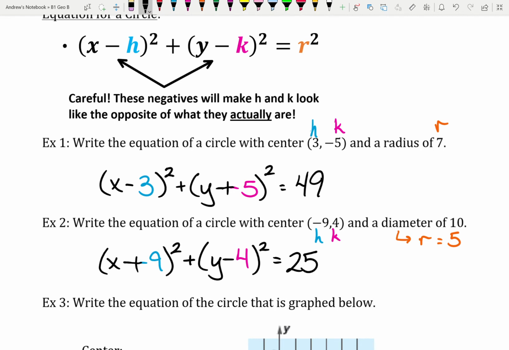You might notice what I was talking about a little bit up here with this note: the negatives make things look like the opposite of what they actually are. And that's going to get important when we're talking about graphs of these things. Whereas on this last problem we just did, my h was -9, it looks like +9. If I had typed it all out, it would just look like regular x plus 9 in parentheses squared. But in reality, the h is actually -9. Same thing for the k. It looks like -4 but it's supposed to be 4. So don't get tricked.